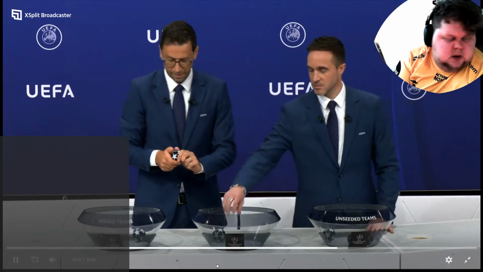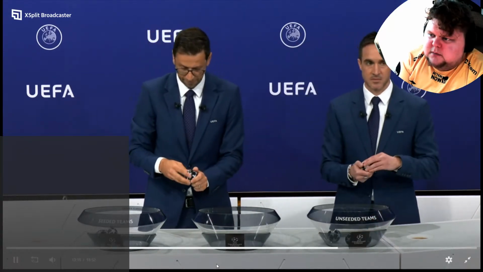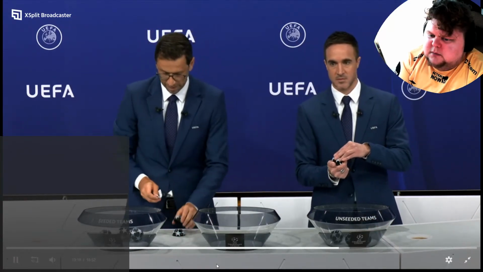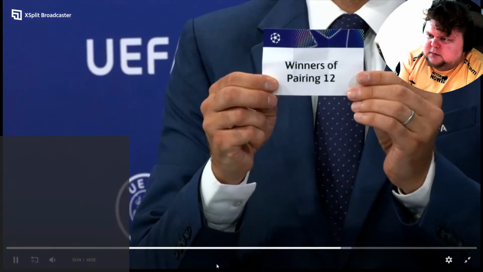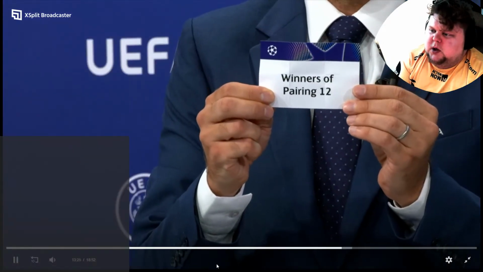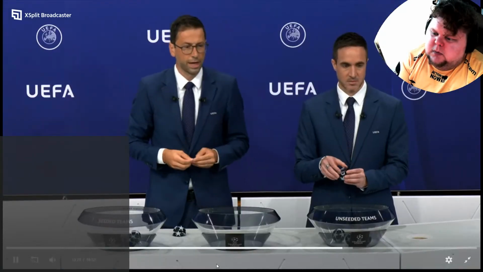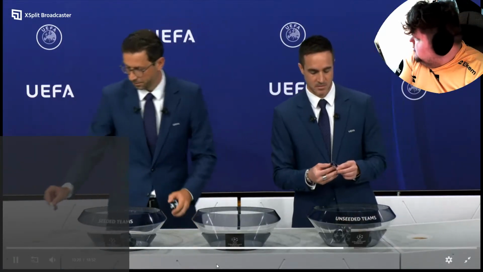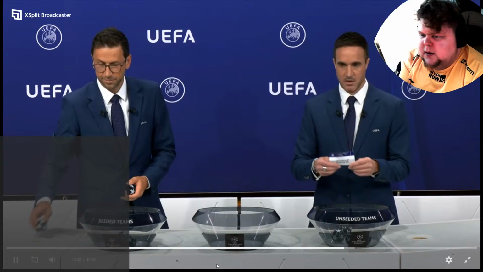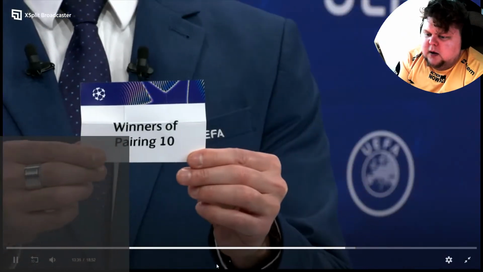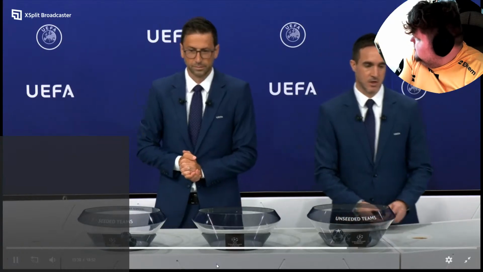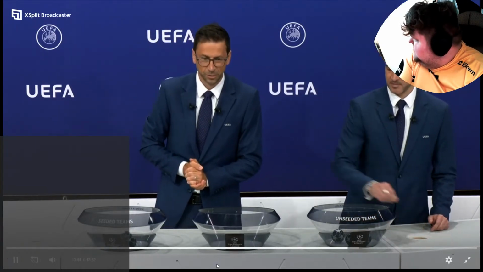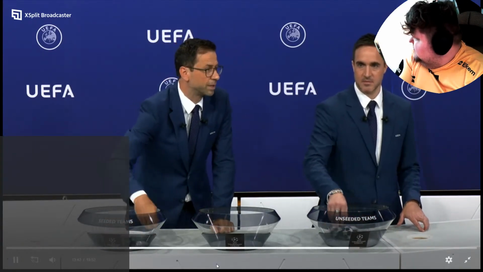And here, let's see who we have. Starting Group 3 and playing the first leg at home will be the winners of pairing 12, so FC Flora Tallinn or NK Celje from Slovenia. And their opponents will be the winners of pairing 10, so either SK Slovan Bratislava or FC Struga. Okay, good start in Group 3. We keep on.